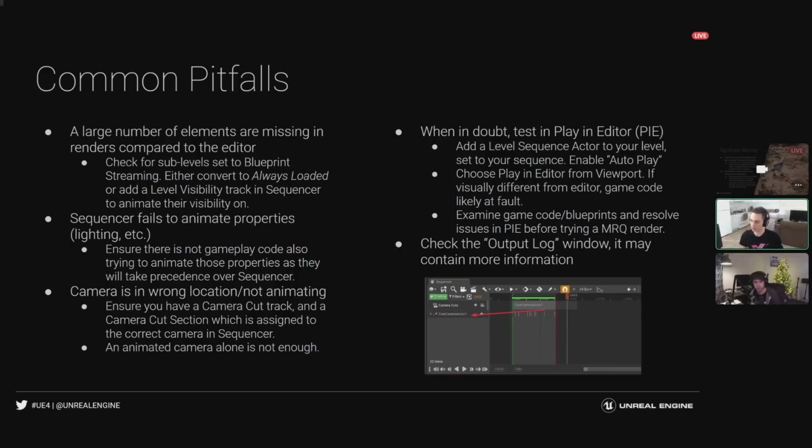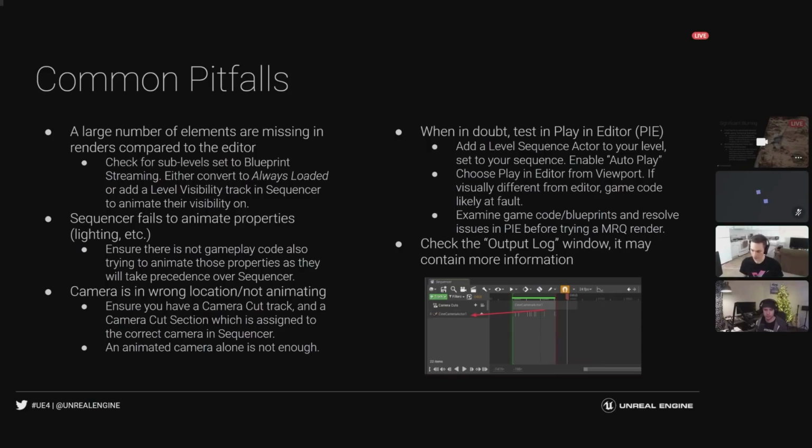You'll also want to check the output log window. This is available through the window dropdown, developer tools, and then output log. That often contains more information than what gets shown in the UI. So if something's looking kind of weird, skim through that and see if there's any warnings printed about what's going on.